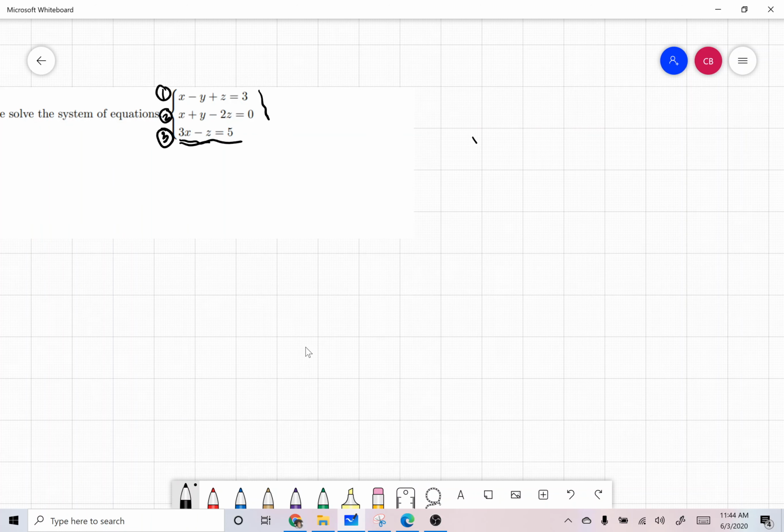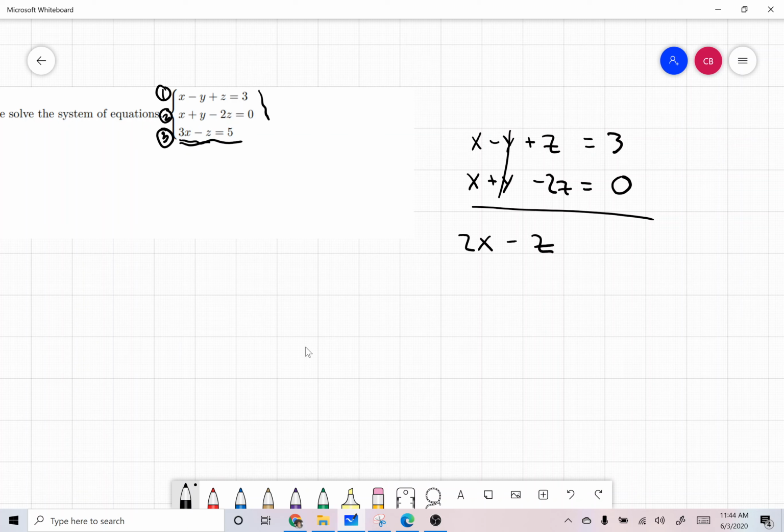So if I use 1 and 2, we have x minus y plus z is equal to 3. x plus y minus 2z is equal to 0. And then I have 2x minus z, we're just adding straight up and down, is equal to 3. Okay, so this is equation 4.